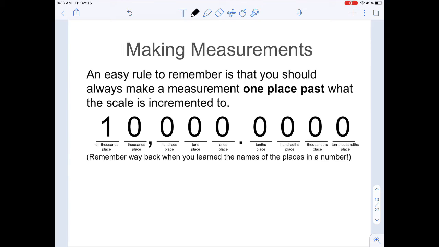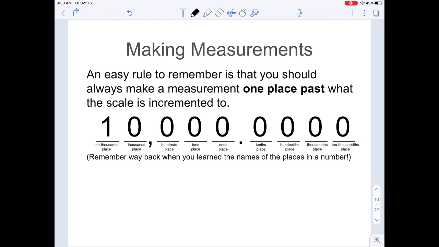All right, so when we make measurements, again, we talked about how we're always going to make a measurement to one place past what the scale is incremented to. This is just a reminder of what the placeholder names are called. If you ever get stuck on what to round a measurement to, just write down this number, 10,000 with a few decimal places after it.